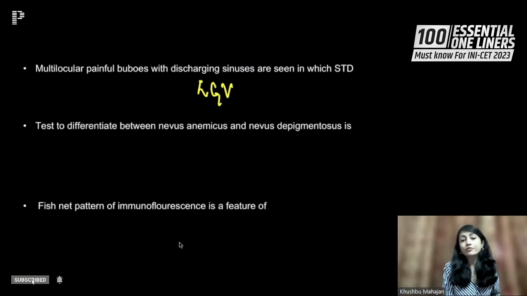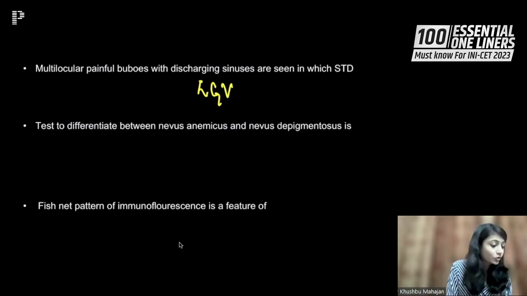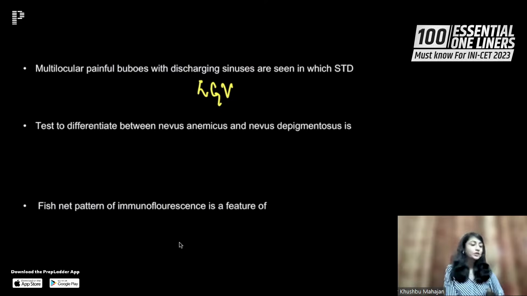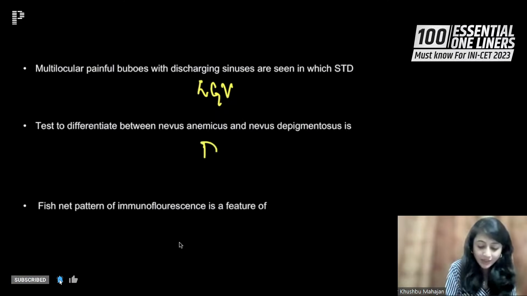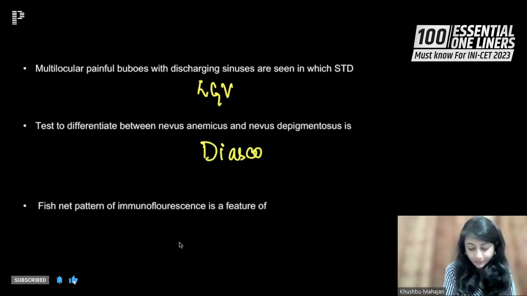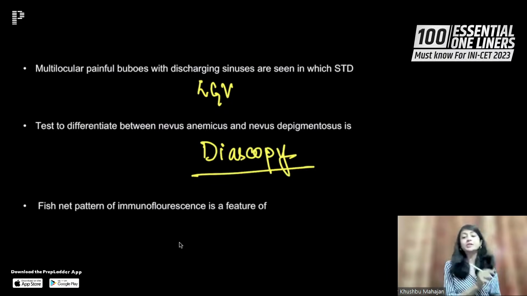Which test helps to differentiate between nevus anemicus and nevus depigmentosus? Absolutely right, all of you. LGV, which is associated with groove sign. Next question. How do you differentiate nevus anemicus and nevus depigmentosus? What is this test called? You're all right, but this test is called as diascopy. You're right, it is the slide blanching test. The test is called as diascopy.